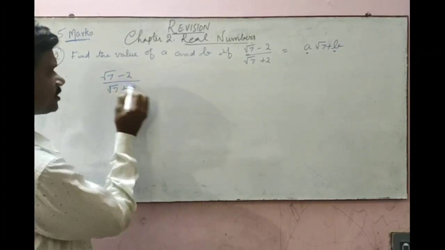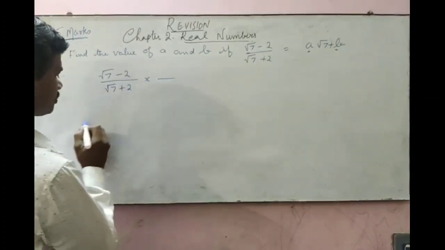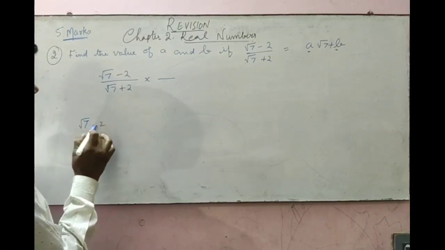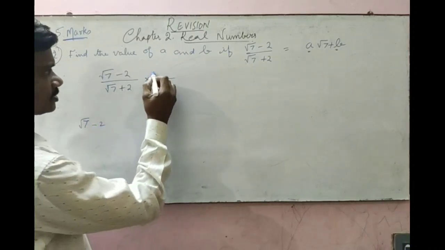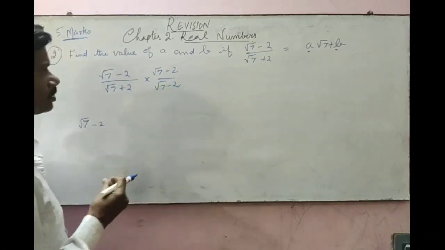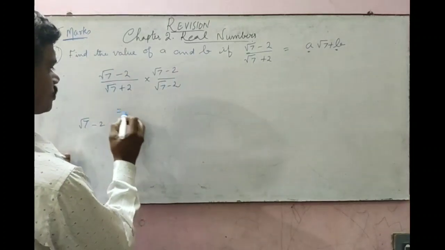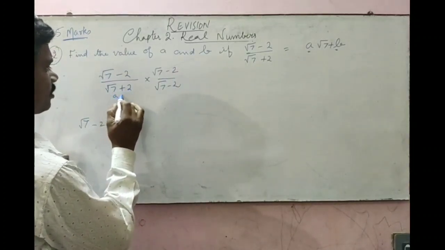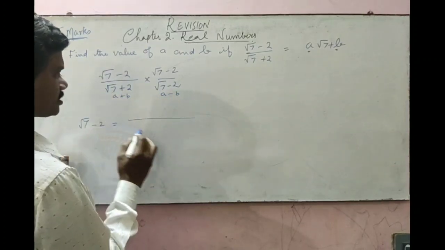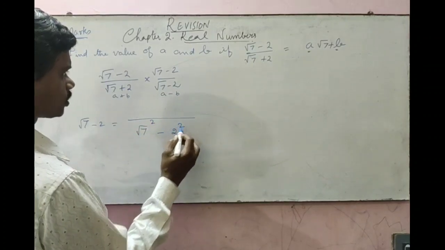So what is the conjugate of the denominator? You have to multiply by the conjugate of this denominator. The conjugate is root 7 minus 2. Plus can be changed to minus 2. So this is the conjugate. So root 7 minus 2 divided by root 7 minus 2. Root 7 minus 2 is multiplied in both the numerator as well as the denominator. So you will get, this is in the form of a plus b into a minus b. So you can write this as a square, that is root 7 square, minus b square, that is 2 square.